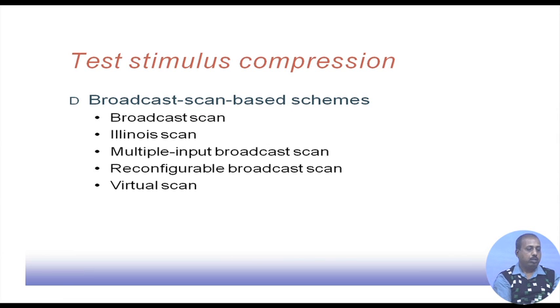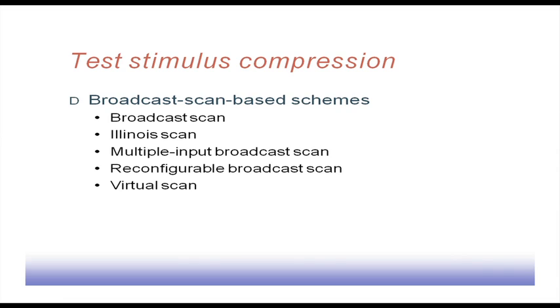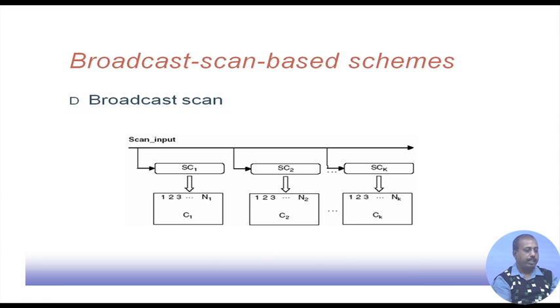Next, we look into test stimulus compression. In that category, we will be looking into the broadcast scan based scheme. Broadcast scan means that there are multiple scan chains, and these multiple scan chains are fed simultaneously in a broadcast mode, and there are several such scan mechanisms. We will look into some of them. This is the basic idea of broadcast scan chain. Suppose we have 3 different circuits, C1, C2 and C3. They have their corresponding scan chains SC1, SC2 and SC3. If there are k circuits, we have SCK.